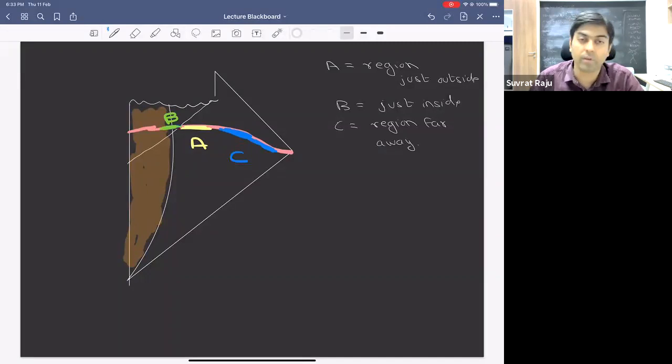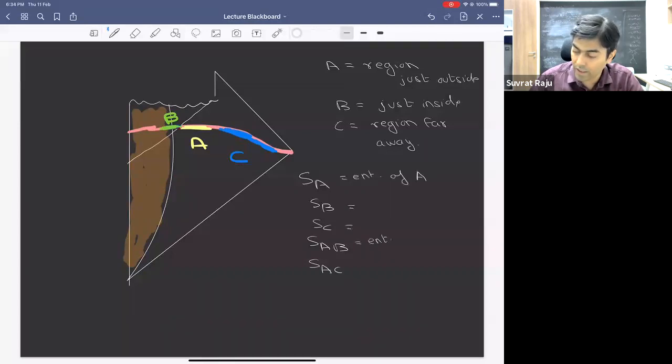Before I do that, I just wanted to say something which I said yesterday, but maybe I should reiterate. The idea is that we want to consider quantities like SA, SB, SC, maybe SAB, SAC, and so on. So SA is, of course, the entropy of A, and similarly for SB and SC. SAB is the entropy of A union B. If you take the region A and B together, then that itself is some region in the Cauchy slice, and we want to ask questions about the entropy of A union B. And similarly, SAC is the entropy of A union C. We might also want to ask about the entropy of, say, B union C.